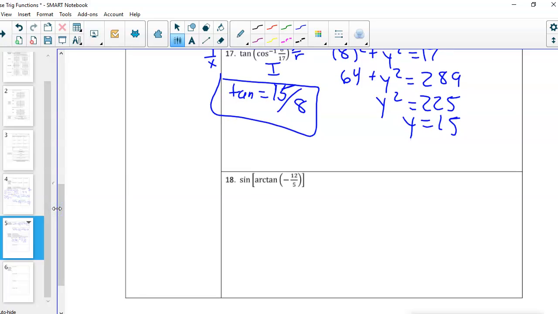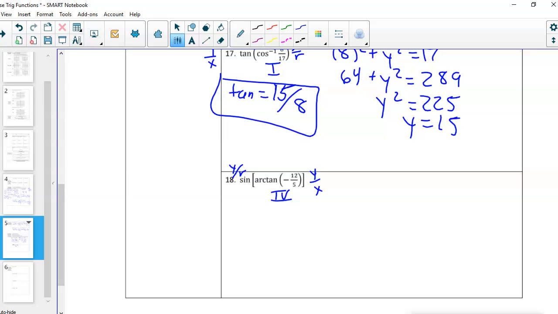Let's do another one. For 18, let's do this first. We know this is y over x. What is the definition for sine? Not x, y over r. So that means we need to find r. Tangent is negative. Which quadrant is it going to be in? 4, because we're looking at the range. Tangent can only be in the first and fourth, and it's negative in the fourth.